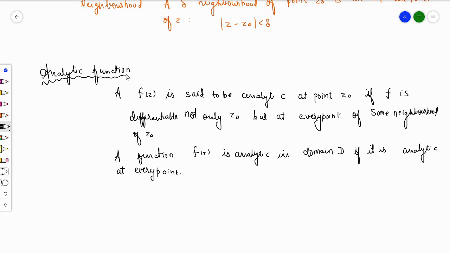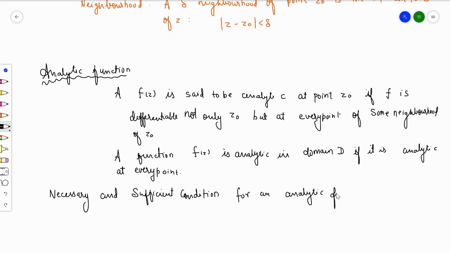Okay, this is the analytic function definition. Now we will check the necessary and sufficient condition for an analytic function. Necessary and sufficient condition for an analytic function. Okay, so first we will check what is the necessary condition.